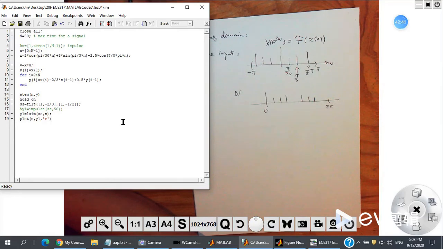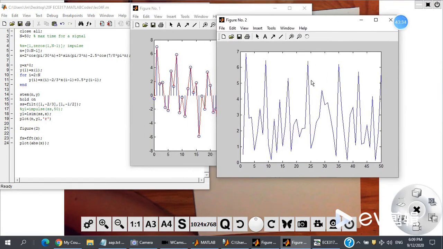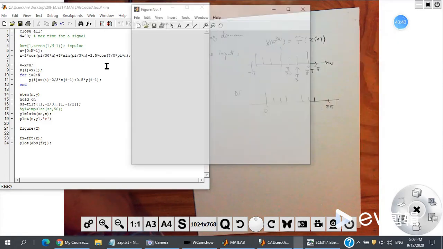I use a figure 2. I have x, right? So I have capital X. X is a function of omega, equal to fx. Okay, fx, the Fourier transform of x. Just FFT of x. This is a built-in function of MATLAB. And then I figure 2. I plot. I use the absolute value because it's a complex number. All right. Oh, it's not good. So I think I need a... Oh, I put the x. Sorry, fx. Yeah, I put the fx. Yeah, and now it's good.